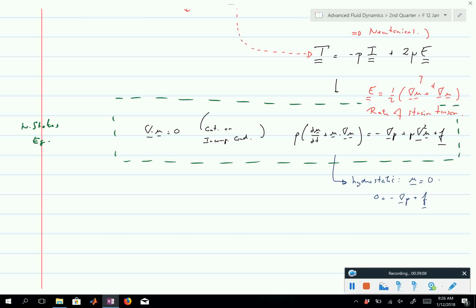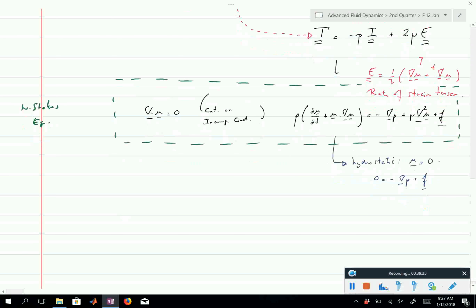For instance, when we looked at a glass of water on a rotating table and you are in the rotating frame of reference, then it's a hydrostatic problem because there is no motion. You have a solid body rotation, and for this problem we were able to derive the shape of the interface. That's a hydrostatic problem, for example. Okay.